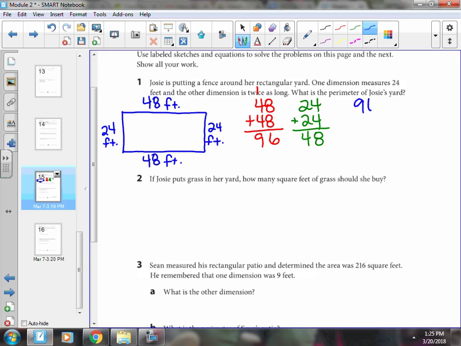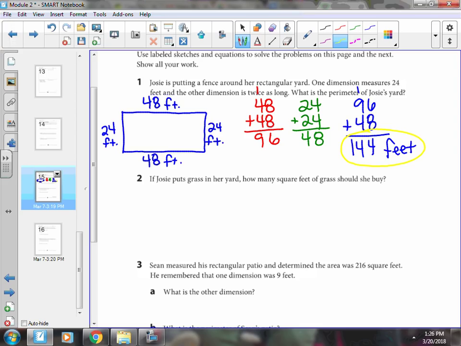So now I'm going to add both numbers together, and that will be the length of all four sides. 144. Say plain perimeter. It's just going to be plain feet because perimeter is just the length of things put together. So it's just going to be plain feet.